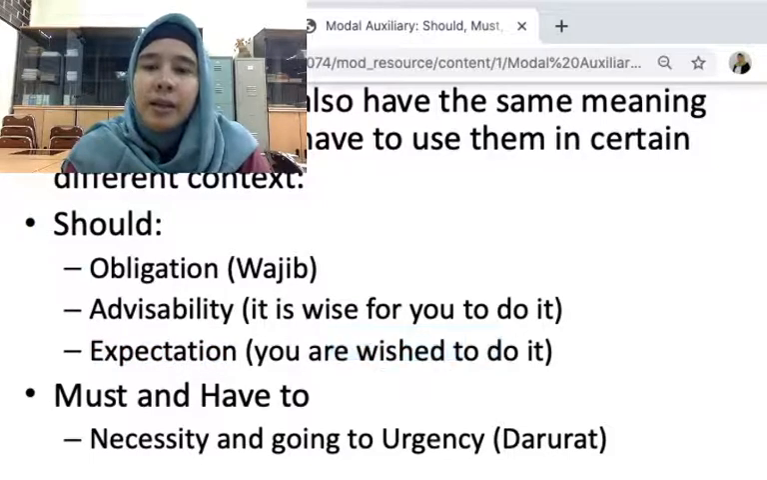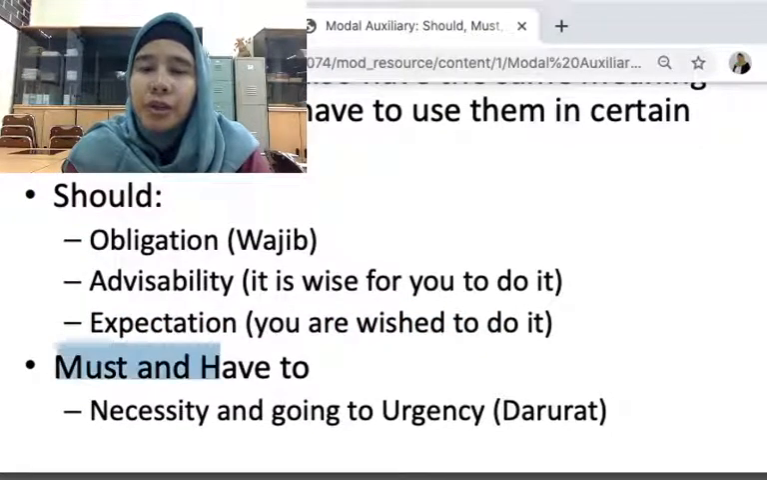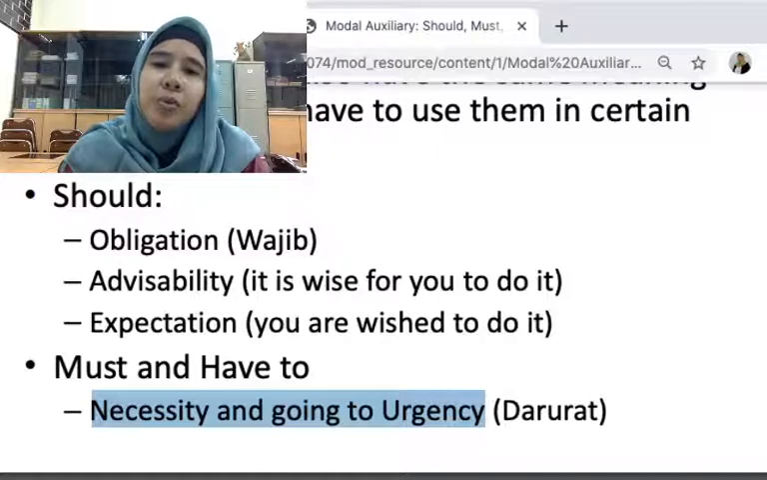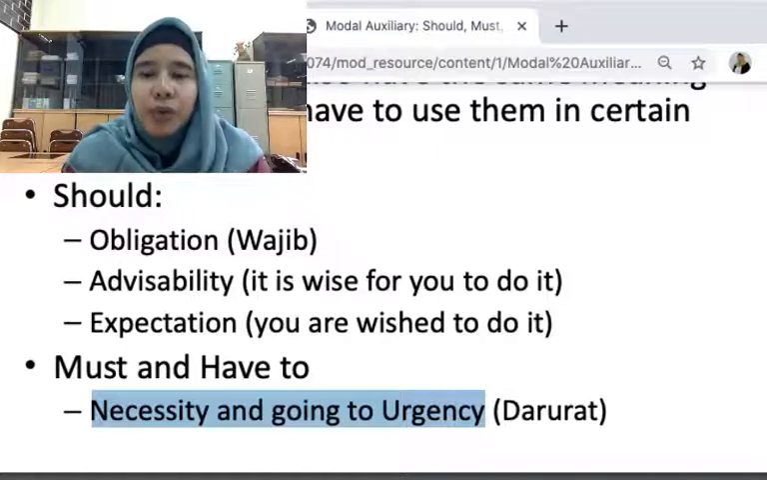And then the next ones are must and have to. They are usually used for necessity, and going for urgency. It means you are urgent to do that. You may use must and have to. Okay.